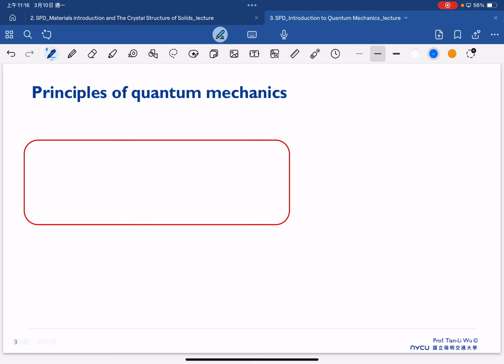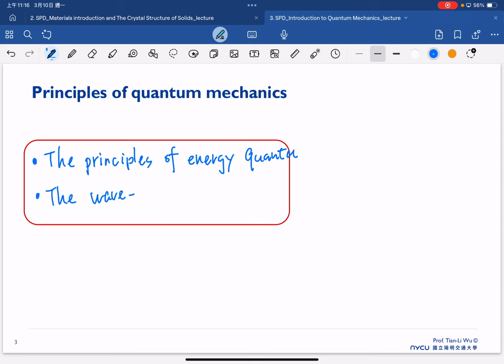So to understand quantum mechanics, there are three main principles. The first one is the principle of the energy quantum. The second one is the wave-particle duality principle. And the third one is the uncertainty principle.